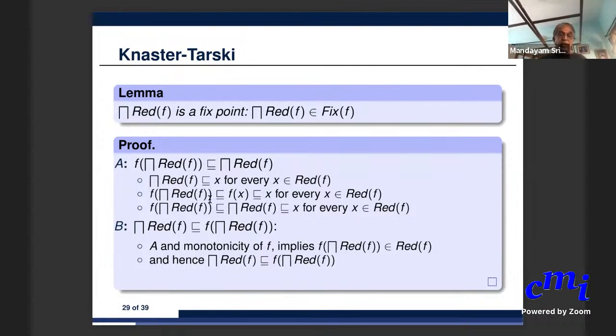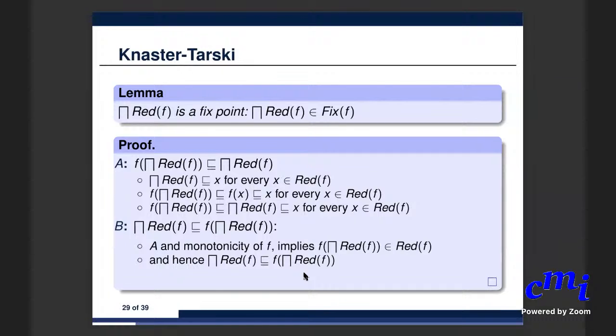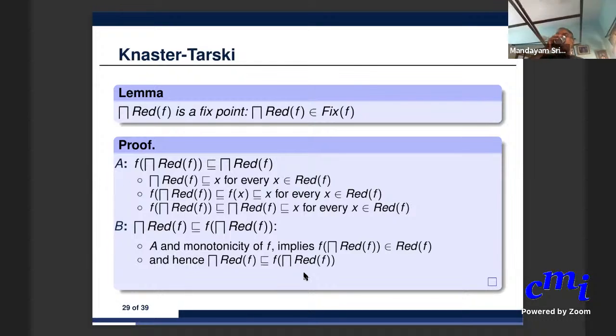So both inequalities hold. Therefore, the greatest lower bound is indeed a fixed point. Okay, so that's how the proof goes. And you can have an analogous proof to show that the greatest fixed point is the least upper bound of the extensive set. Okay. So any questions?